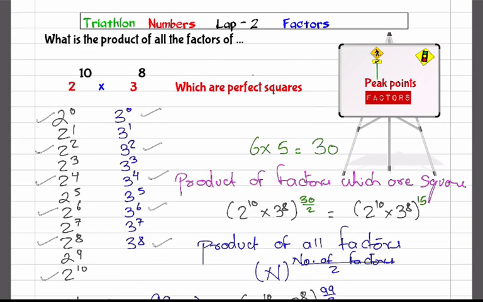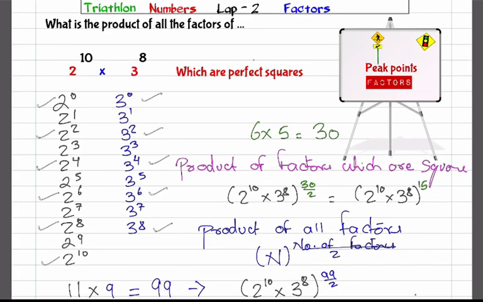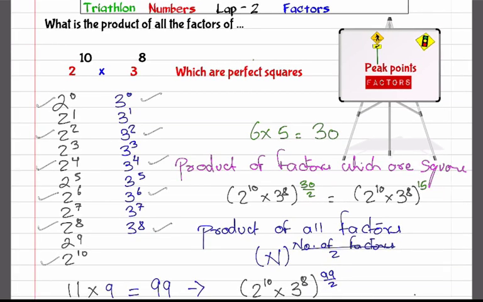Again, my next problem is on factors. This is asking what is the product of the factors of this which are perfect squares. Now that is my hint. He is not asking me a plain product of factors. What would that have been? So I write how many factors for 2 raised to 10? 11. How many factors for 3 raised to 8? 9. 11 into 9, total number of factors are 99.